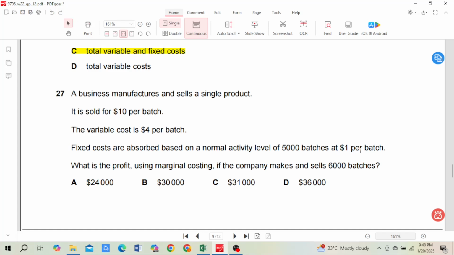So if we increase the batch production, remember this fixed cost would not increase, because fixed cost remains fixed. Even if we decrease the production level, the fixed cost remains 5,000. What is the profit using marginal costing if the company makes and sells 6,000 batches? See, in the question the batch production is increasing. So if you increase the fixed cost, your answer is incorrect. Fixed cost will always remain 5,000.